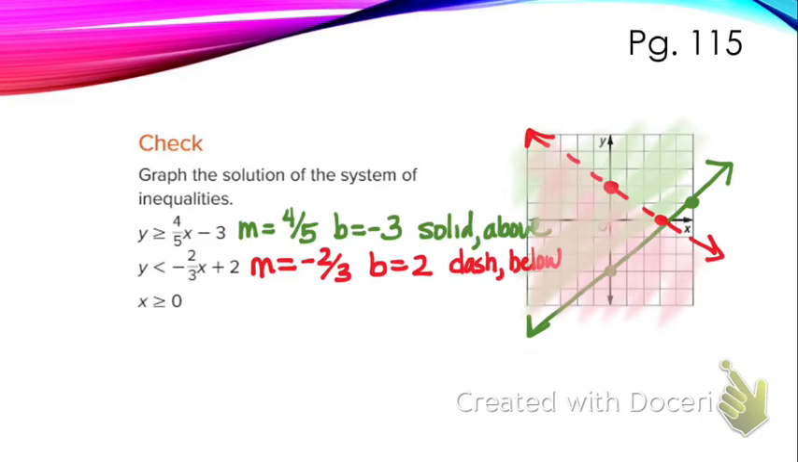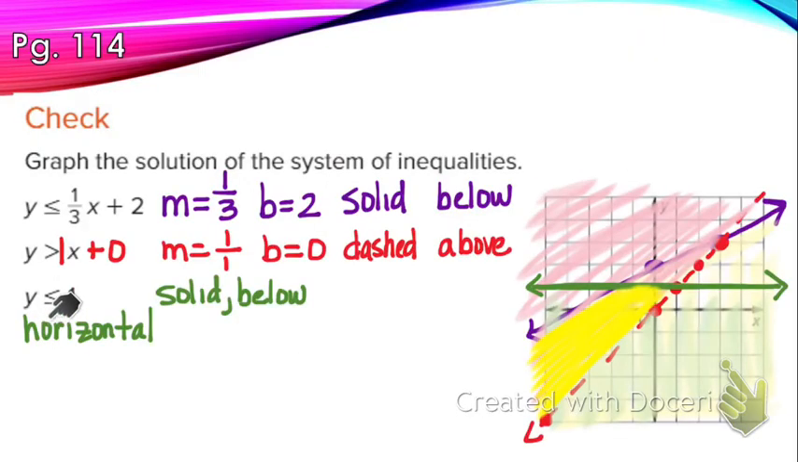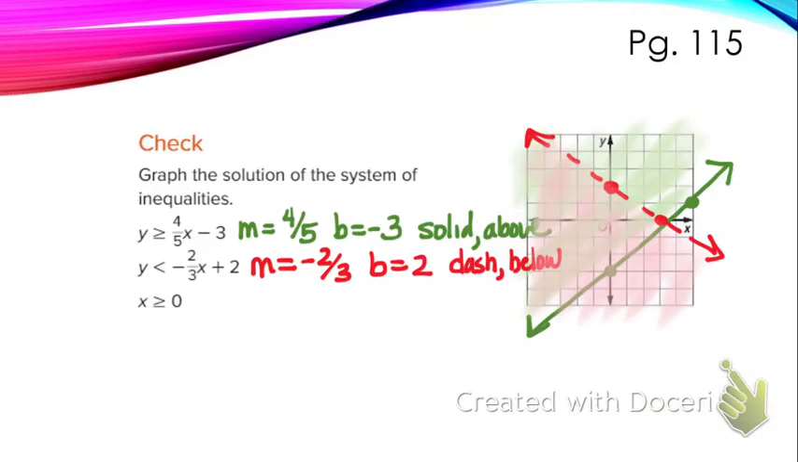All right, this one, if you compare, see how this one was a Y and that was horizontal on page 114? This one is an X, so it's going to be vertical. This is going to be a vertical line. Is it going to be solid or is it dashed? Solid. Now, for a vertical line, we don't say above or below. We say left or right. So greater than 0. Where are numbers greater than 0 on the number line? Are they greater than 0 on the left of 0 or on the right of 0? On the right. So let's go ahead and graph that.